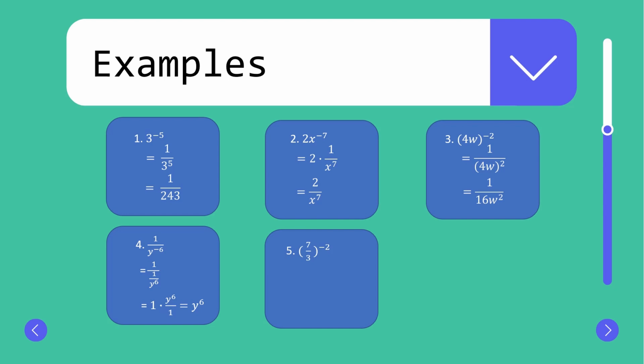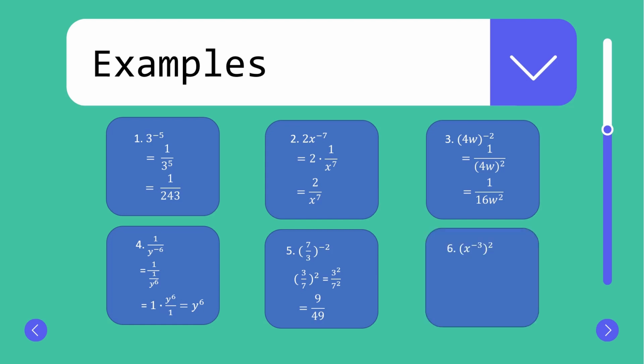We take the reciprocal of 7 over 3, which is 3 over 7, and we take the positive exponent, and in this case it will be 2. And then we will apply the power of a quotient rule and distribute 2 to both the numerator and denominator. So this becomes 3 squared over 7 squared, or if we further simplify, this becomes 9 over 49.